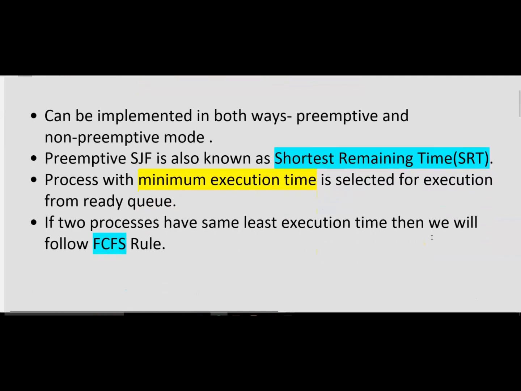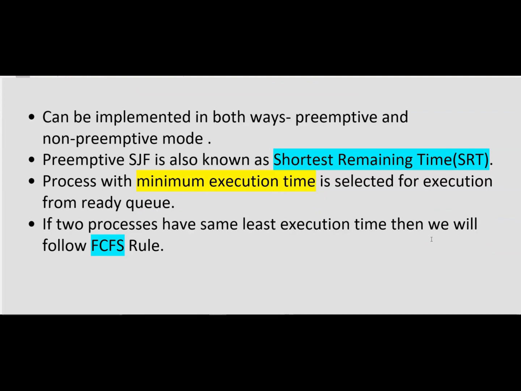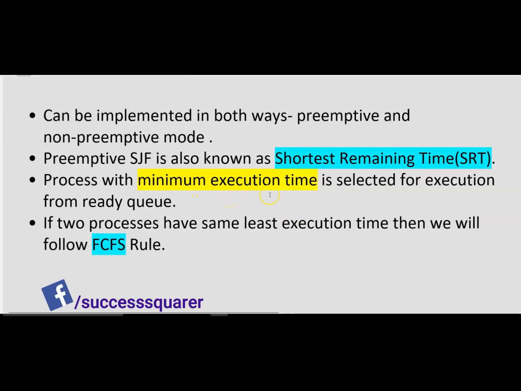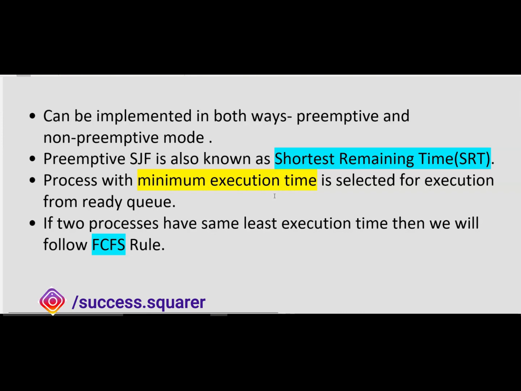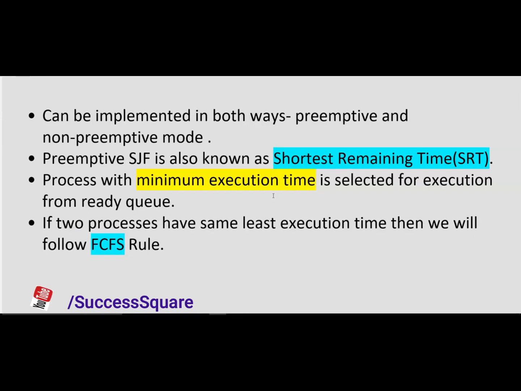Then how we are going to implement or work with this particular scheduling algorithm. In this case, we are going to deal with the minimum execution time, which means that whichever process has the least execution time gets the CPU. And if any two processes have the same least execution time, then we are going to resolve that situation with the help of the FCFS rule, which was our first rule.